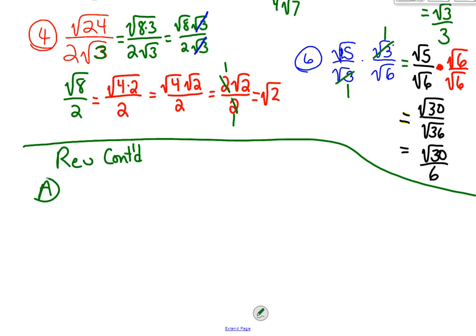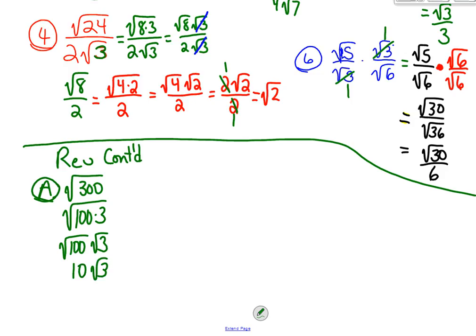I'm calling these problems A. So for letter A, it's the square root of 300 to simplify. For this one, I want the biggest perfect square factor that goes into 300. That would be 100. So that is equal to the square root of 100 times 3. Then I'm going to separate those two radicals, the square root of 100 times the square root of 3. And then the square root of 100 is plain 10. So we get 10 the square root of 3.